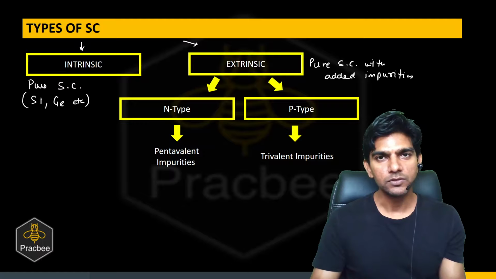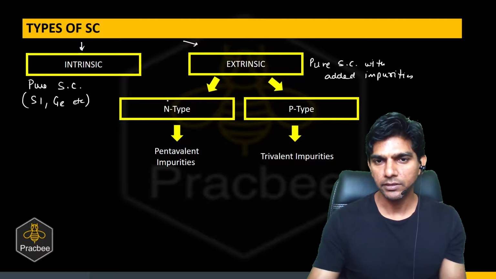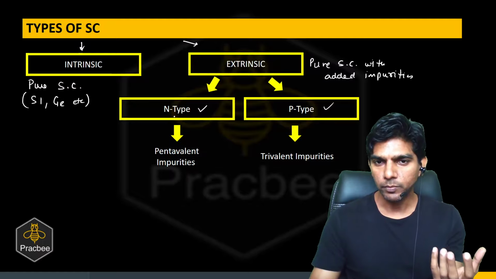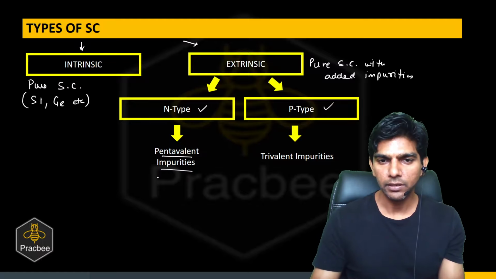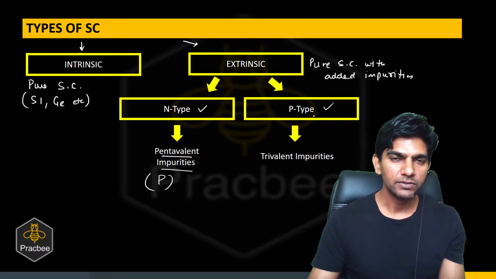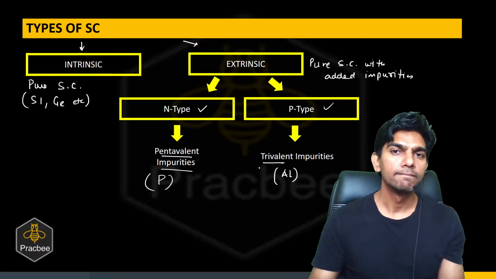We'll study two types of extrinsic semiconductor. One is N-type, another is P-type. How can we form N-type? We can form N-type by using pentavalent impurities like phosphorus. And we can form P-type semiconductor by using trivalent impurities, say aluminum.